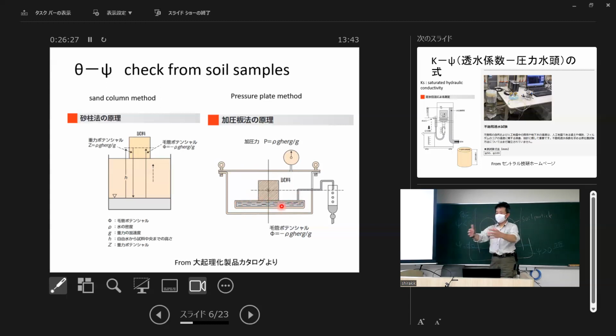Conversely, we can apply pressure inside a sealed vessel, squeezing hard to create an equivalent condition, which is faster. This is the pressure plate method. It has a high-pressure box, and the plate is a kind of porous plate. Inside the box there is much higher pressure, and the water goes out with the pressure, so we can create a situation equivalent to negative pressure, then measure the weight of the sample. Then we can check psi and theta.